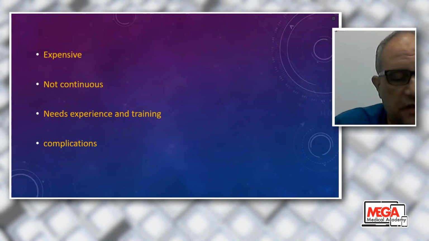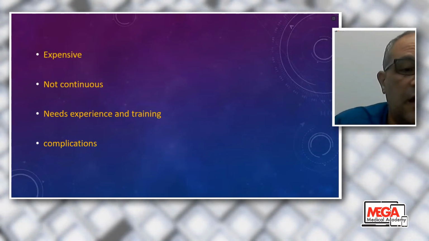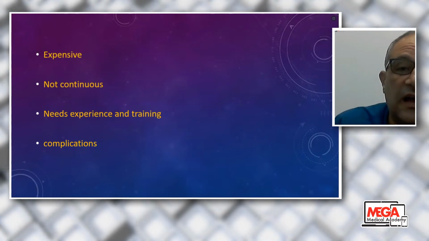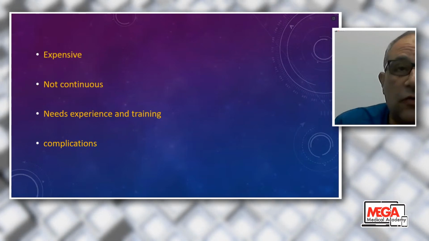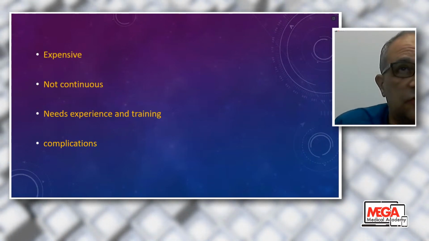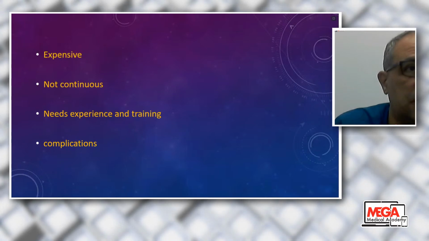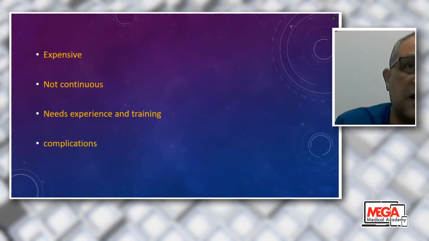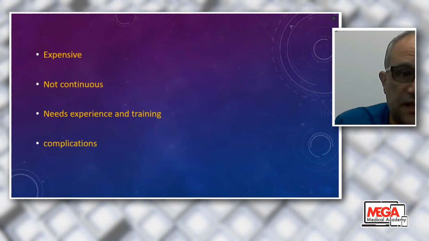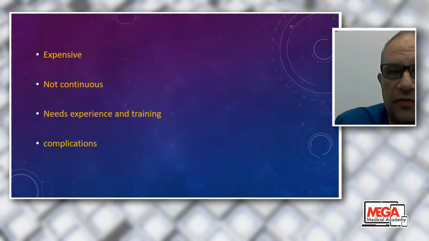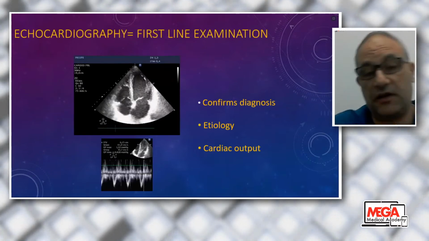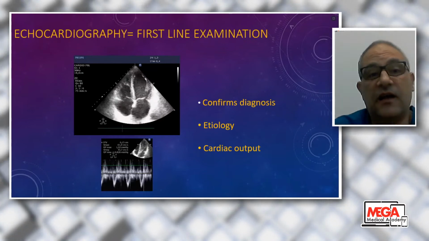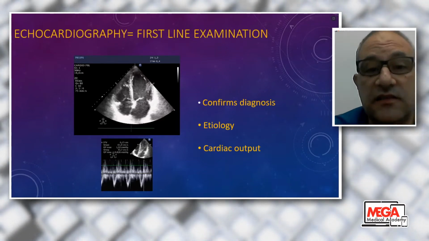However, continuous forms of transesophageal echo are evolving. Echo is operator dependent and needs experience and training. And transesophageal echo has its own complications. We can have an esophageal perforation, trauma to the airway, trauma to the esophagus. We may have gastric upset. So it is not a technique without complications, but echocardiography is our first line examination.